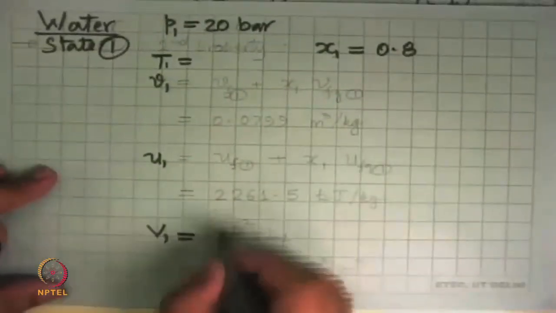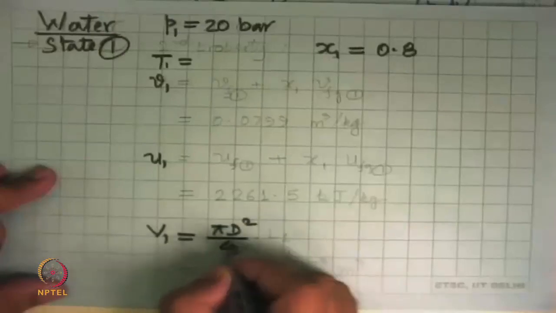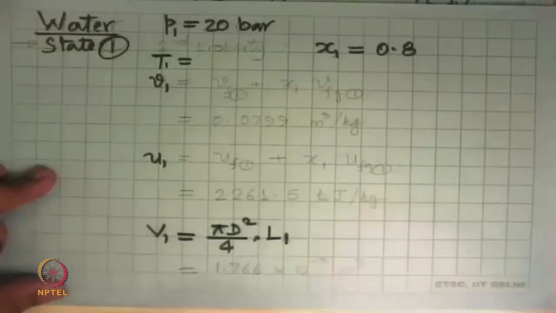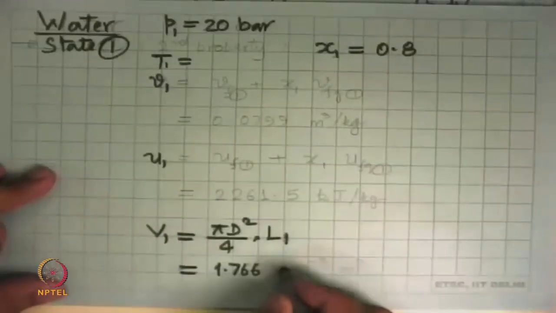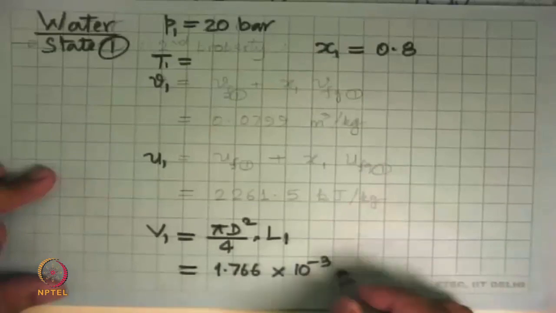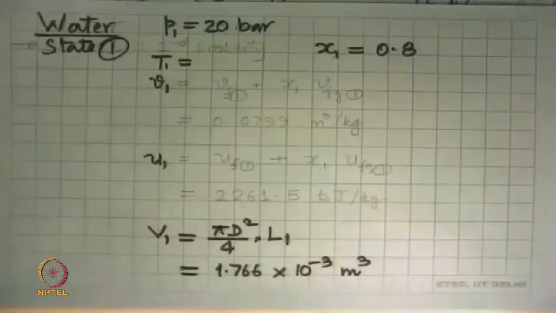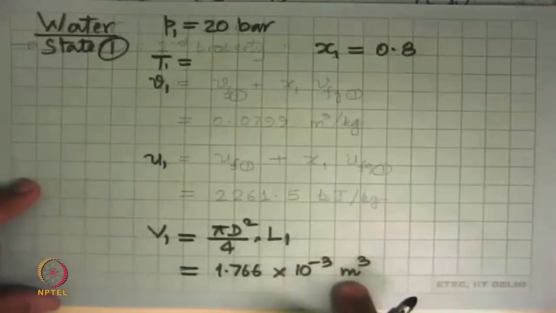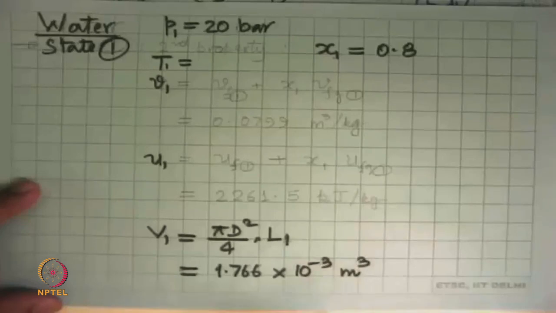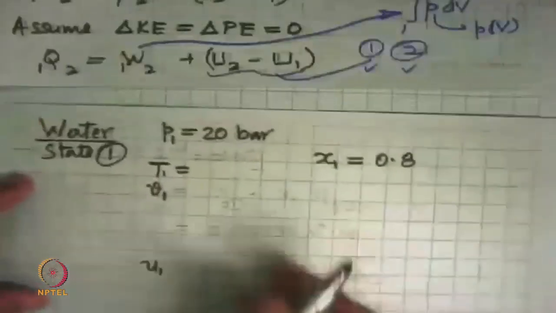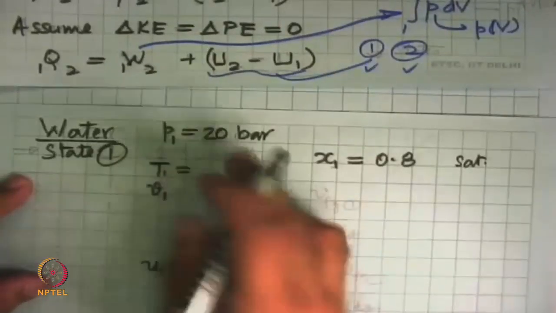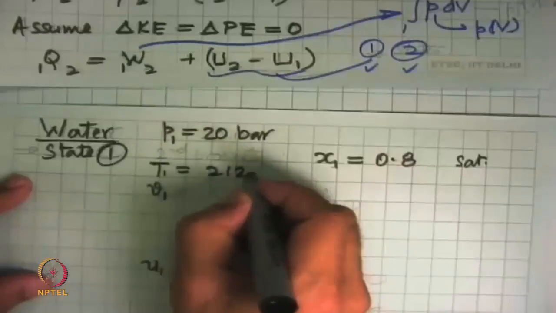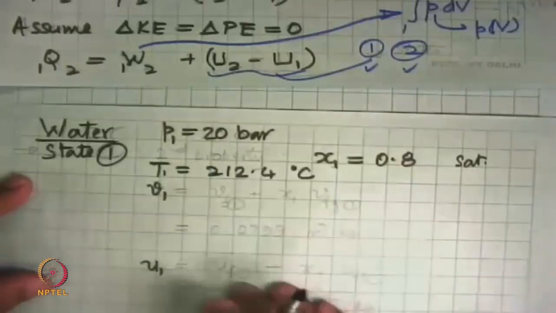We start with the last one, which is straightforward, that the volume initially is pi d square upon 4 multiplied by L1, and d is given, L1 is given, you can do the calculation, and this is 1.766 into 10 to the power minus 3 meter cube. Please make sure that you write the units at every step. T1, it means that this is a saturated state. So T1 will be saturation temperature at 20 bar, and this is 212.4 degrees Celsius.